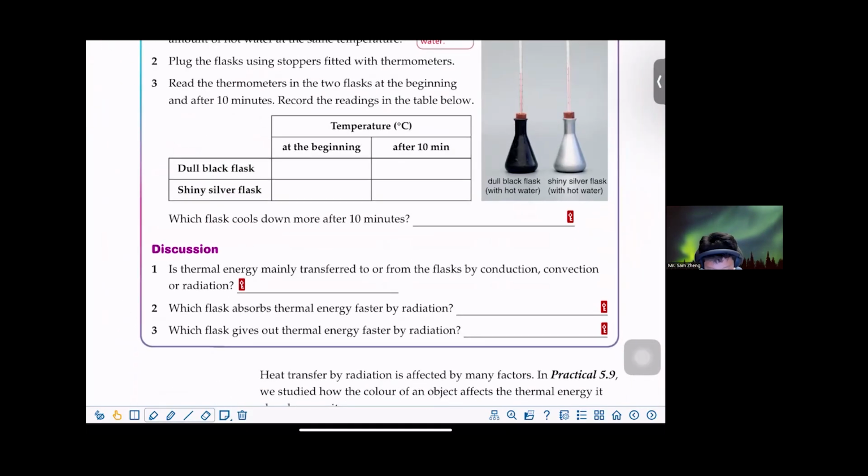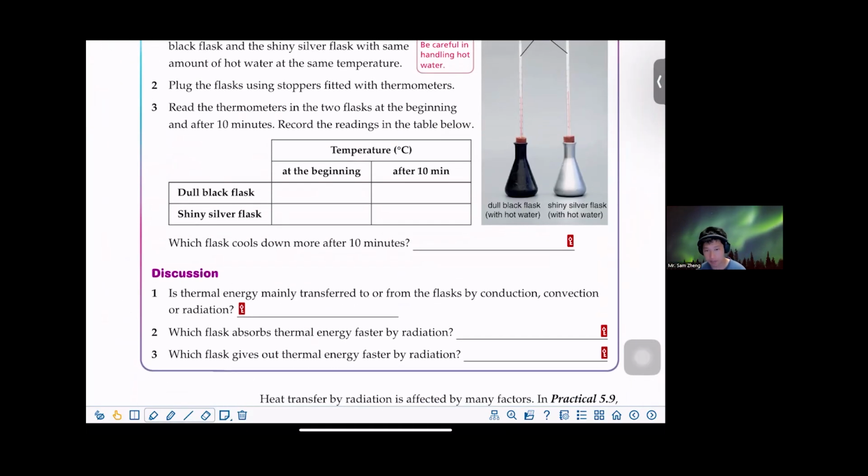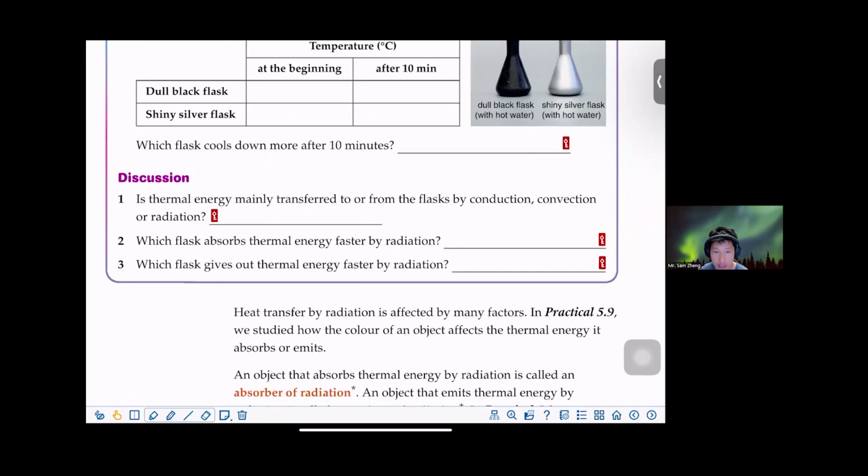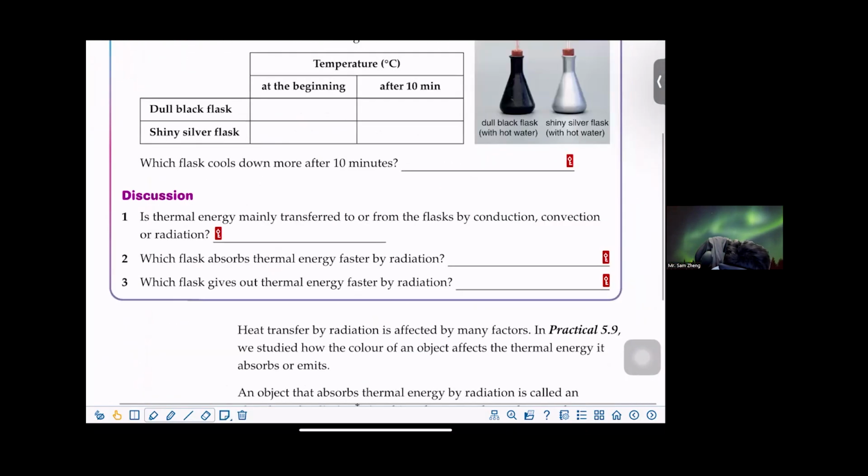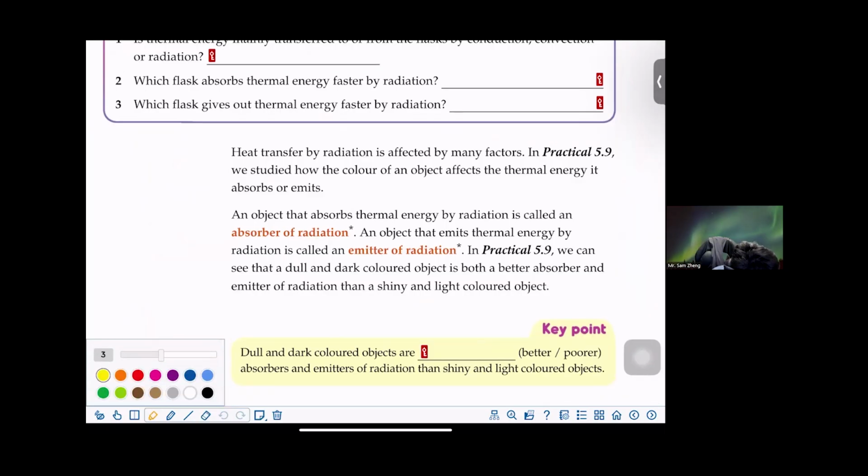Now, we'll realize that the color of the object will also affect the radiation. In this case, if the object can absorb thermal energy by radiation, we will say that it is an absorber of the radiation. Most dull black objects will be better absorbers and also emitters of the radiation.